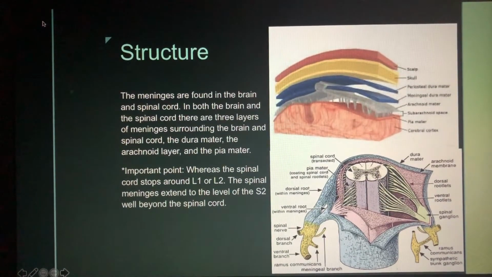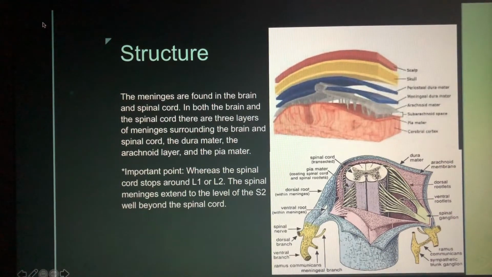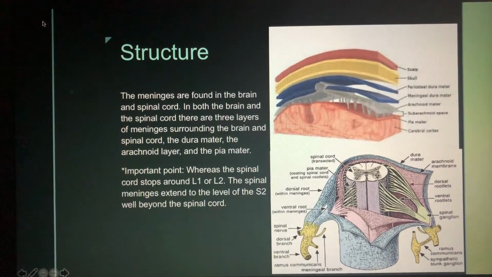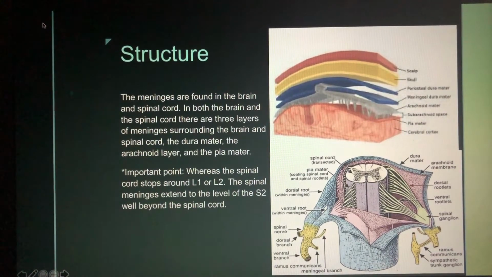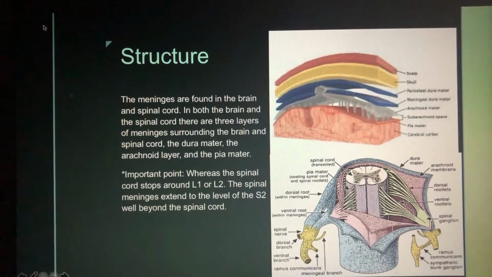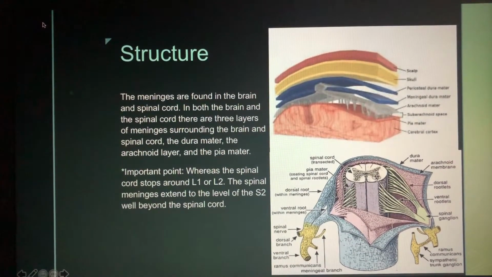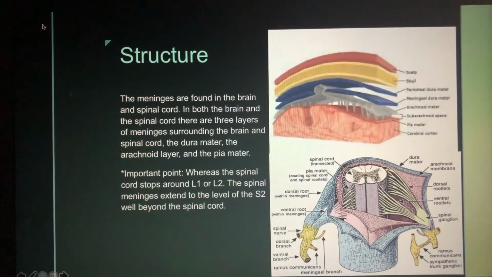One important point to note, though, is that although the spinal cord stops around L1 or L2, the spinal meninges extend all the way to S2, so well beyond the spinal cord. This leaves an area where there's only meninges and cerebrospinal fluid and no spinal cord.